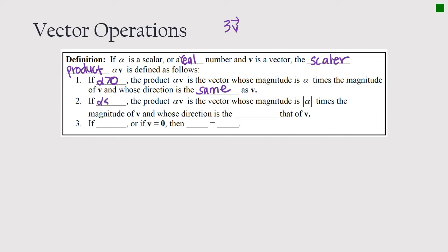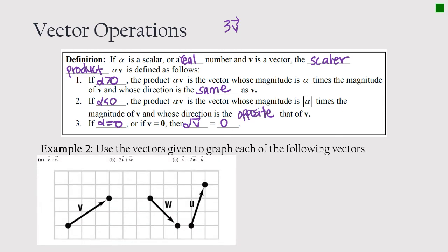If alpha is less than 0, the product of alpha times the vector is the vector whose magnitude is the absolute value of alpha times the magnitude of v, and whose direction is the opposite of v. And if alpha equals 0, or if the vector is 0, then alpha times the vector is always going to be 0. So for example, use the vectors given to graph each of the following vectors.